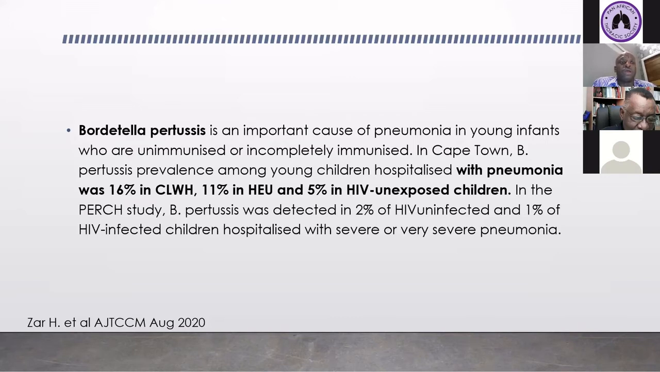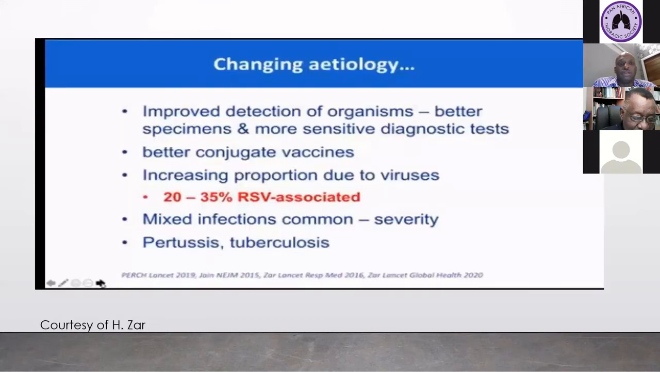Among patients hospitalized with pneumonia, 16% of children living with HIV, 11% of children who are HIV exposed and uninfected, and 5% of HIV unexposed children had pertussis. And generally, pertussis is around. Like I said, with courtesy of Heather's work as well, we are not culturing pneumococcus as much as we used to. I think probably due to improved diagnostics and better vaccines, we are seeing a mixed picture of infection with both bacteria and viruses, and pertussis and tuberculosis are still around.